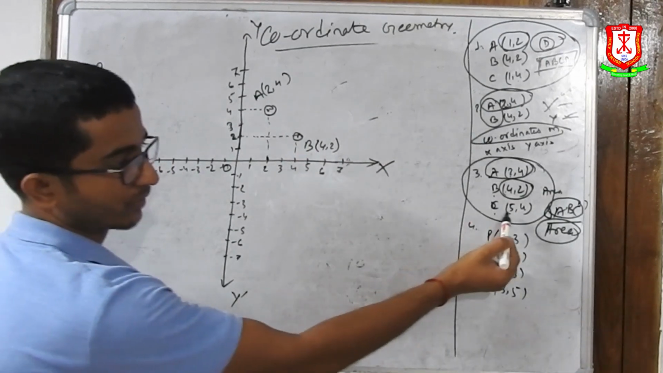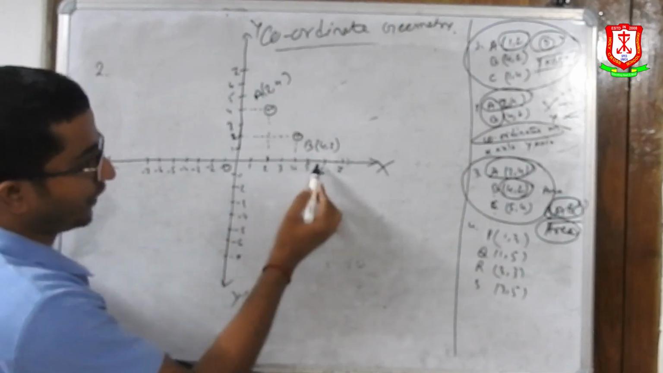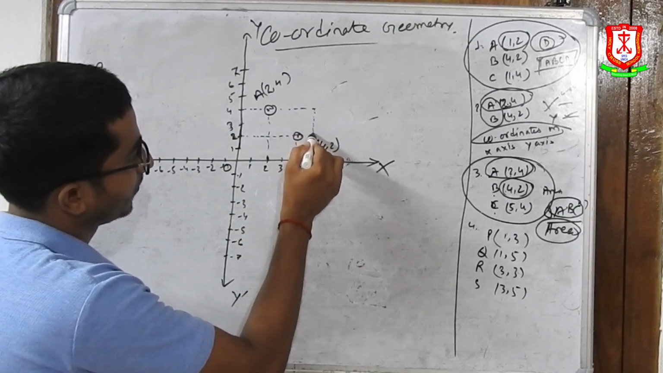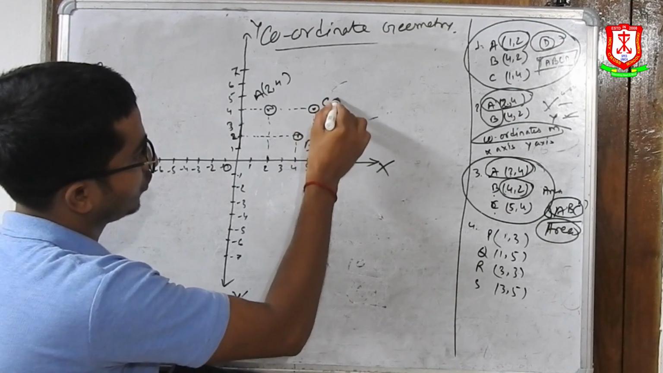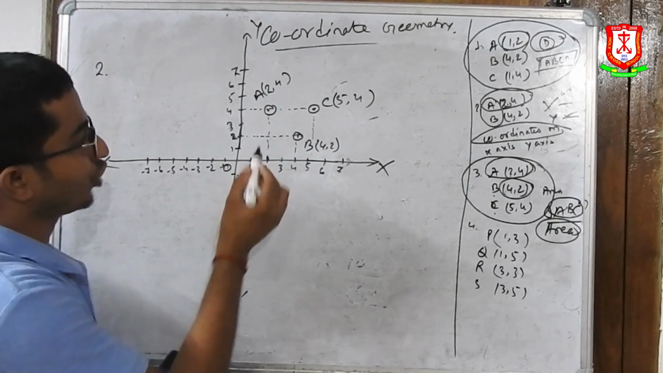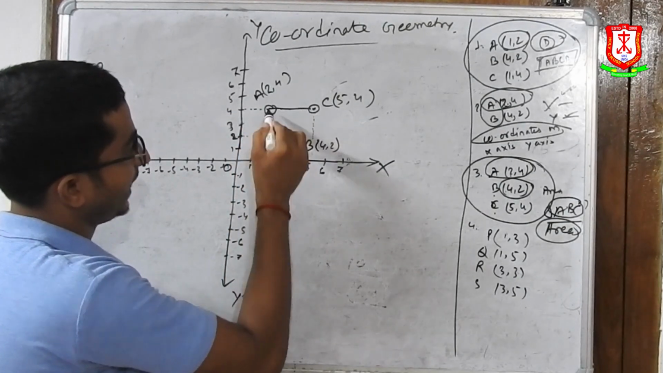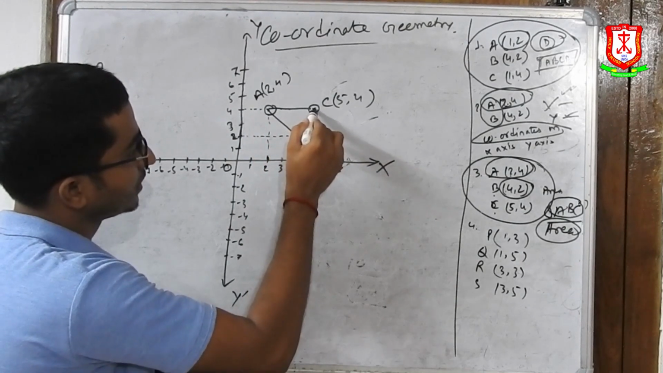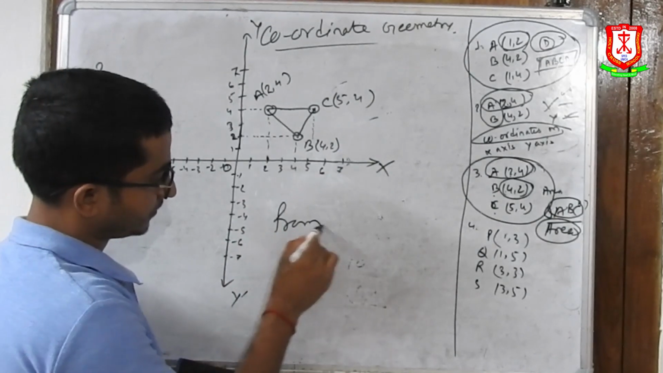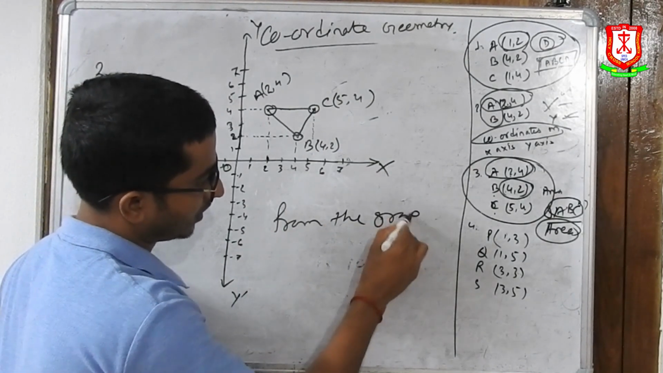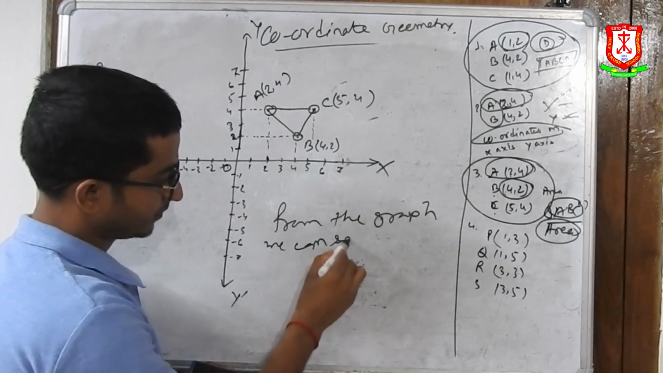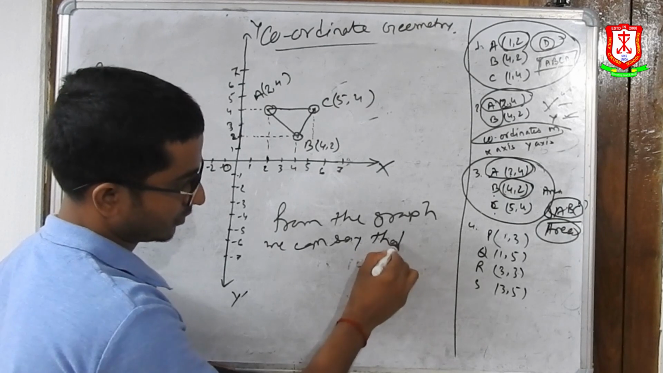Then point C, (5, 4). The value of x is 5 and the value of y is 4. There is our point C, whose coordinate is (5, 4). Then if we join the points AC, AB, BC, what we saw from the graph, we can say that, what can we say?